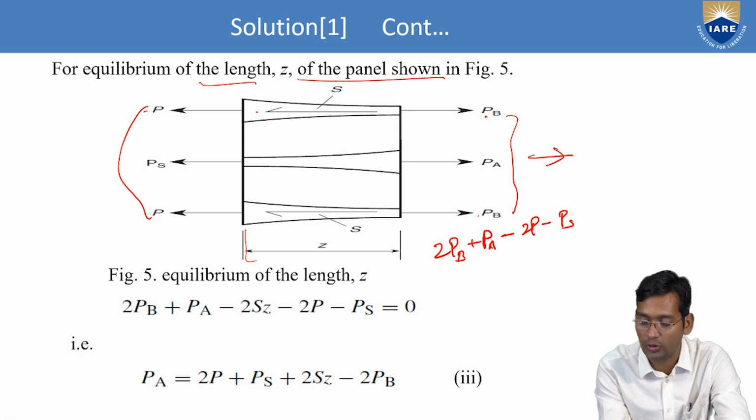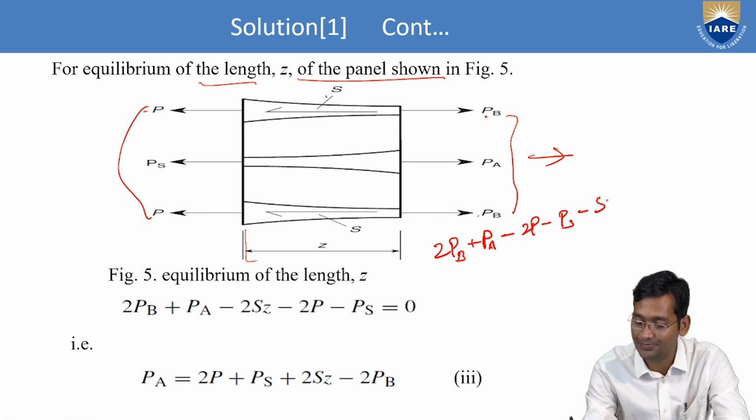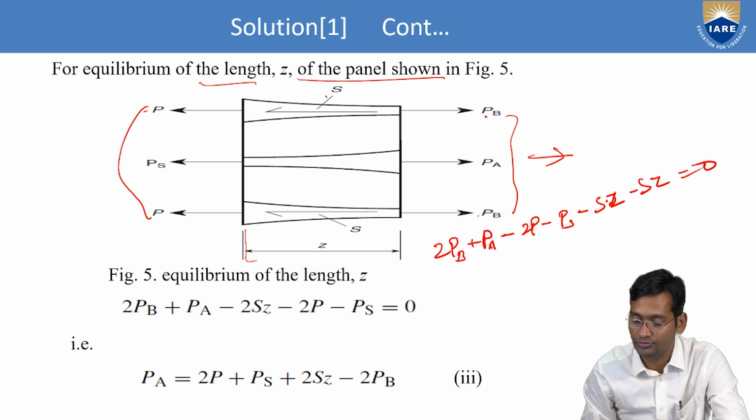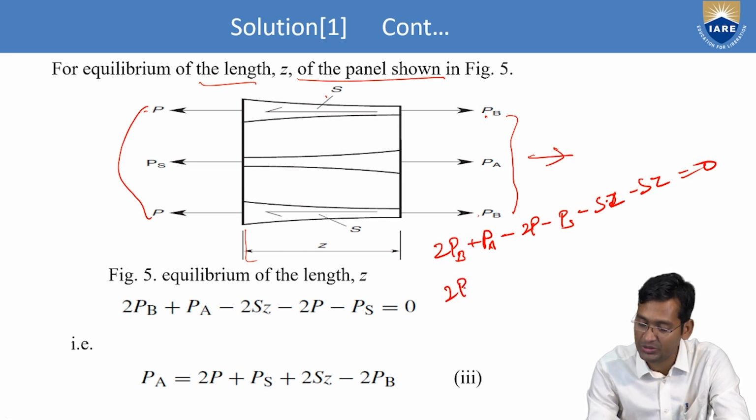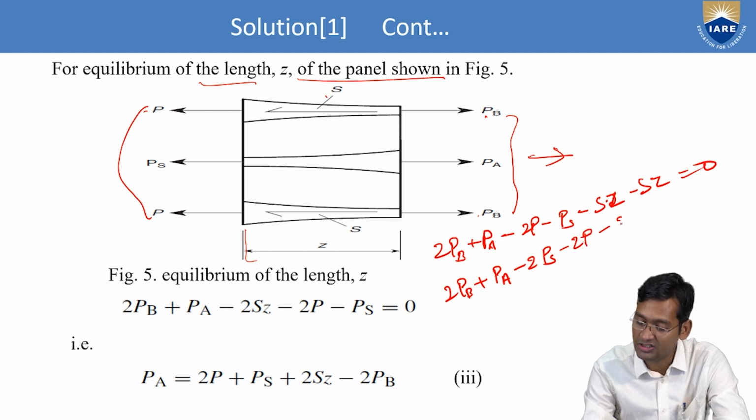Now this one, S into plus. So this we are taking minus, so minus S, and for this one minus S into Z, minus S into Z equals 0. Or simply we can write 2PB plus PA minus 2PS, then minus 2P, minus 2SZ equals 0.